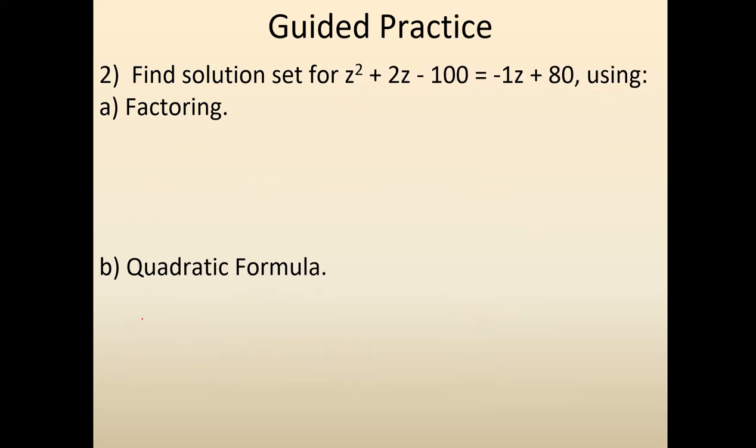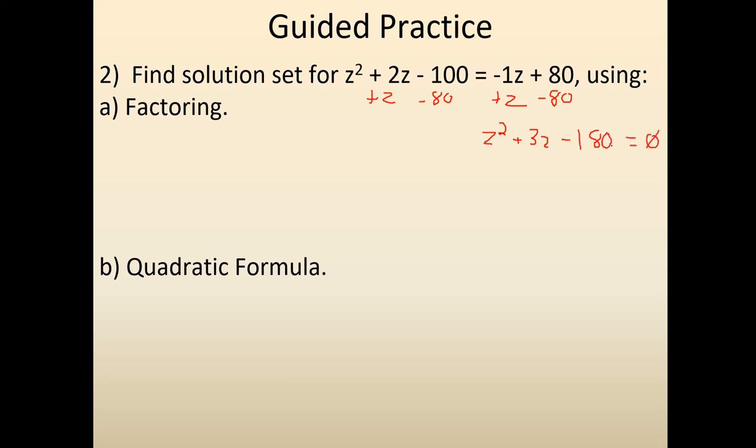All right, here's the next set. Pause the video, work it yourself, and we'll go over it in a second. All right, same thing here. So I'm going to add the z over to the other side, and I'm going to subtract the 80 from the other side. So my new quadratic will end up being z squared plus 3z minus 180 equals 0.